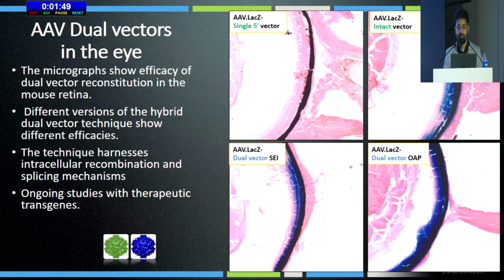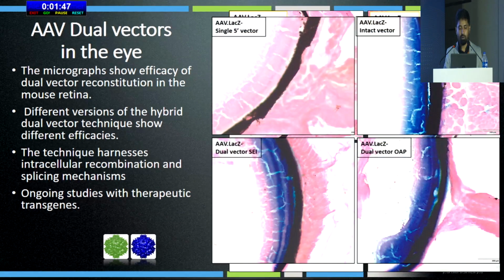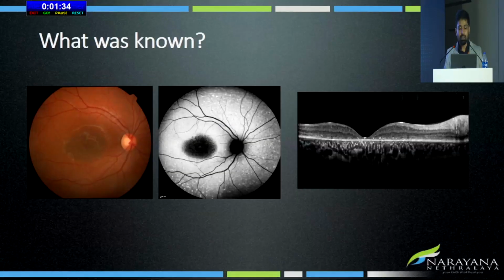These are the micrographs of our initial results in the mouse model. As you can see, as compared to the control, the dual vector take-up is very good. We used beta-galactosidase staining to trace this vector. That means the vectors are reaching where we intend them to reach.